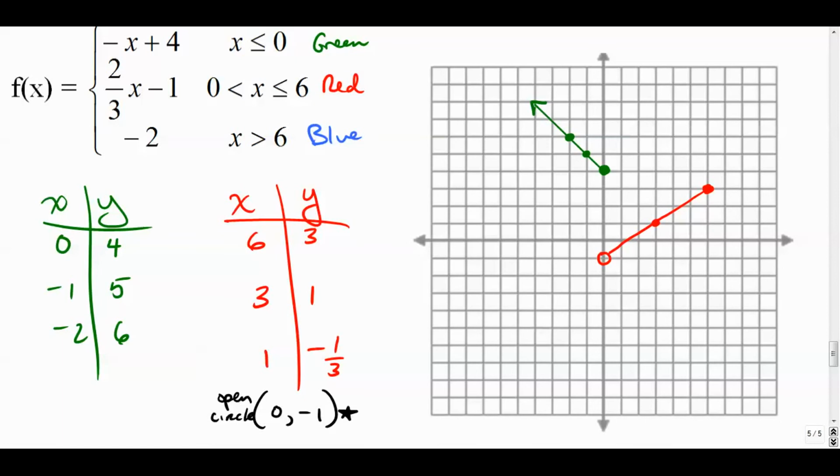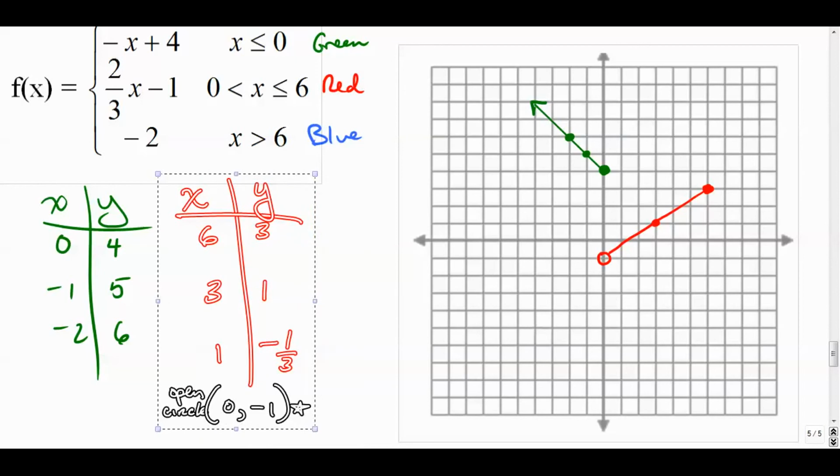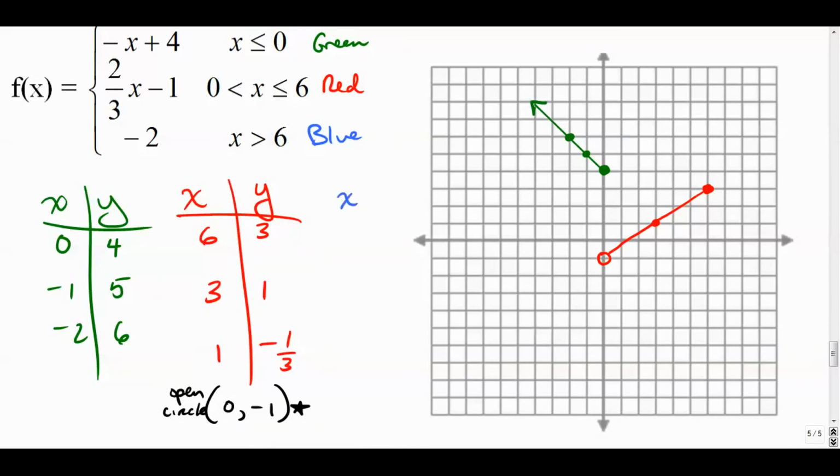All right, lastly is the blue section. The blue section goes on forever, and it is defined when x is bigger than 6. So let's set up another t-chart. But you're going to see that this one is actually really easy. So when x is bigger than 6, it's like 7, 8, and 9. Now this one's actually defined as a constant, so it's super easy for these t-charts. Since there's no x here at all, it yields that exact value every single time.